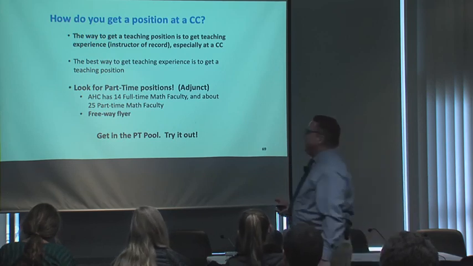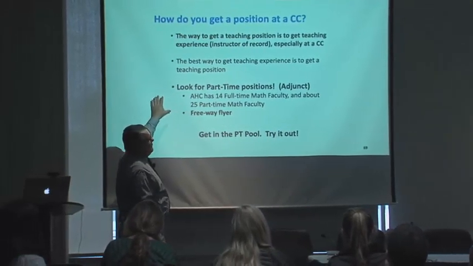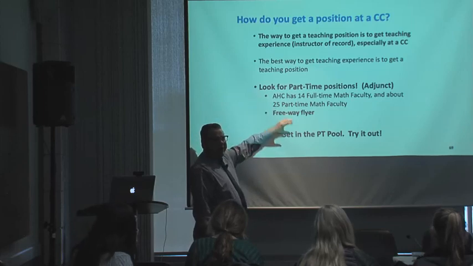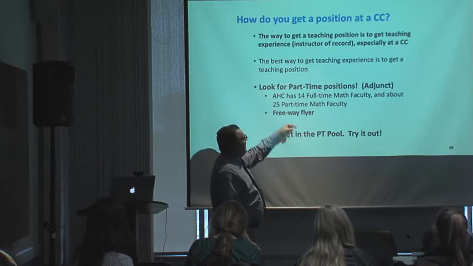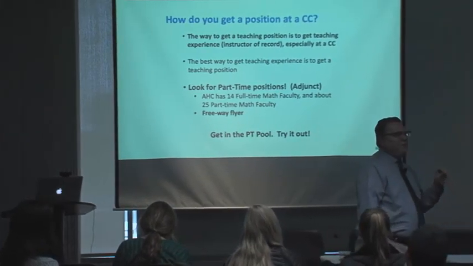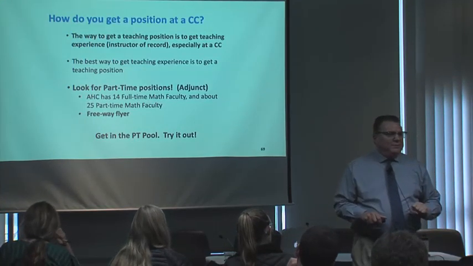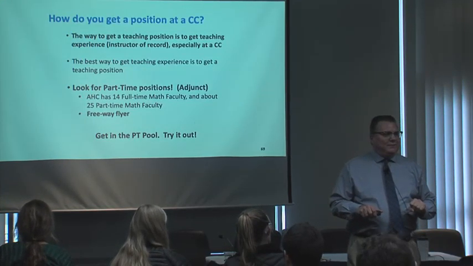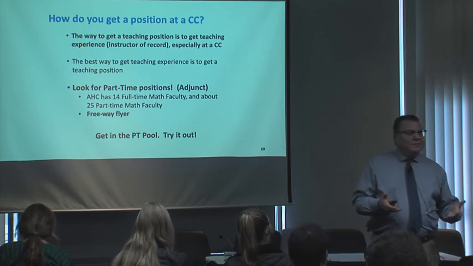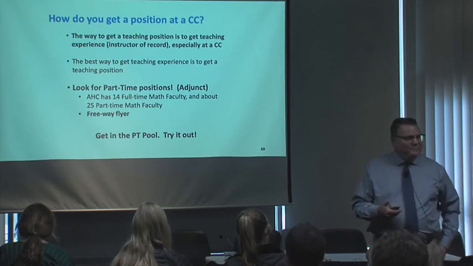So the kind of jobs that you can get that are low risk for the institution, low risk for yourselves, are what are called part-time jobs or adjunct positions. So Hancock has 14 full-time math people right now, and we have about 25 part-timers. They teach about 50-50. That's the distribution of the classes, roughly. A little more on the full-timer side, but they're teaching an overload. So I think about half the classes are taught by part-timers or overload. Okay.